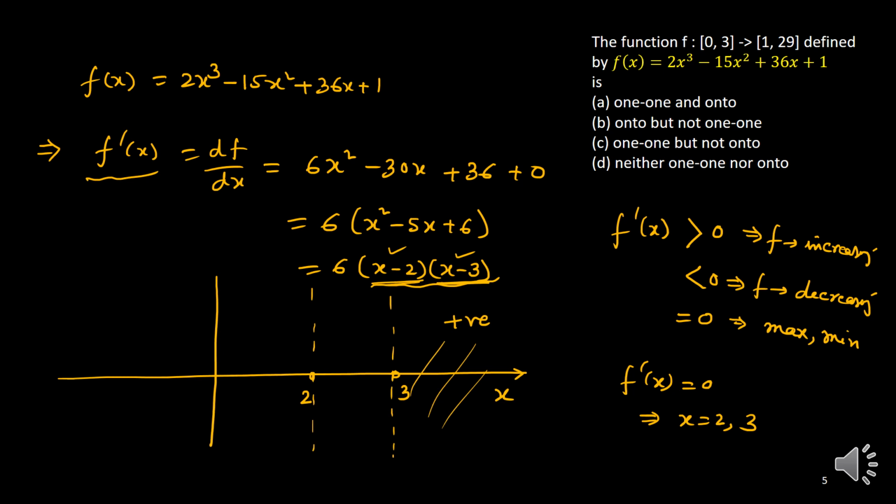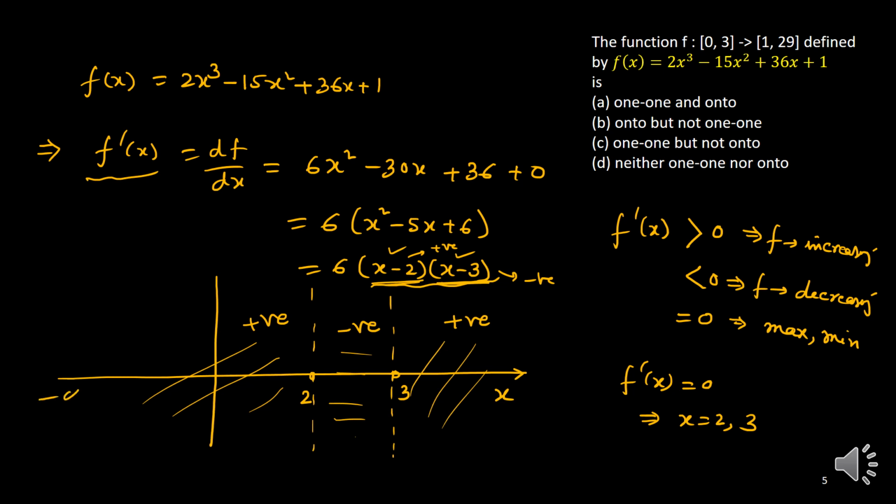Similarly, if I choose one point between 2 and 3, x minus 3 will be negative but x minus 2 will be positive. Say 2.5: 2.5 minus 2 is positive, but 2.5 minus 3 is negative. So one positive, one negative, the product is negative. And this alternates, so below 2 it is again positive, because both will be negative. So I have got three regions.